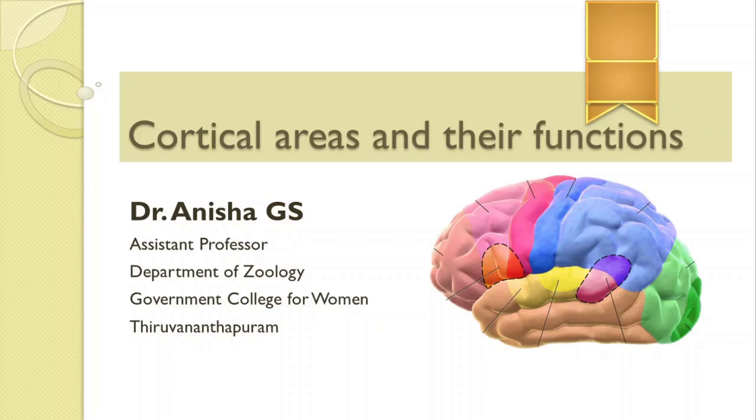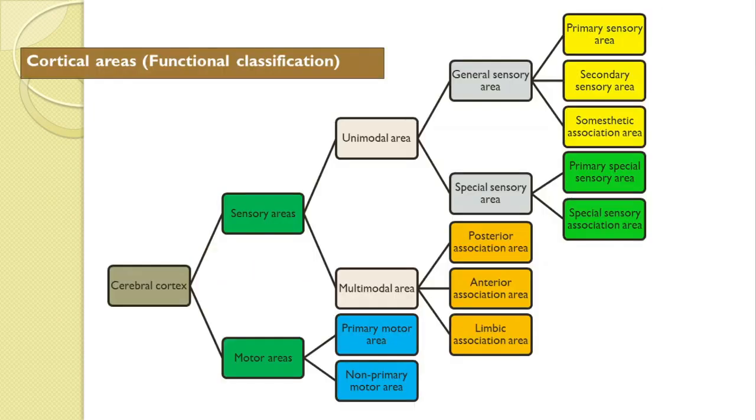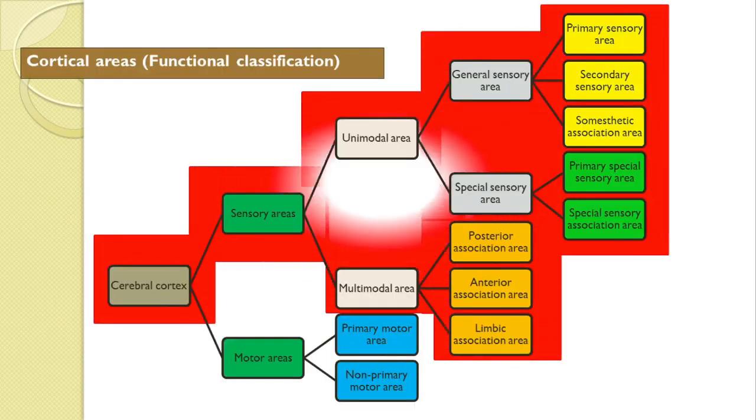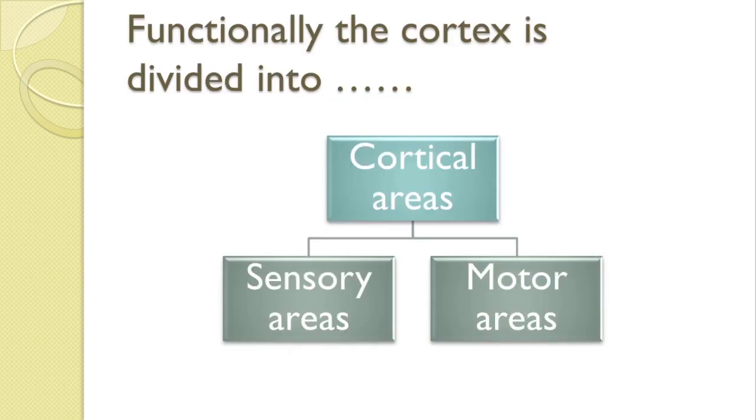Hello everyone, we have been discussing cortical areas and their functions. We have learned about sensory cortex and its functional sub-areas. We have seen that the cerebral cortical areas are classified into sensory areas and motor areas. Today we are studying about motor areas.